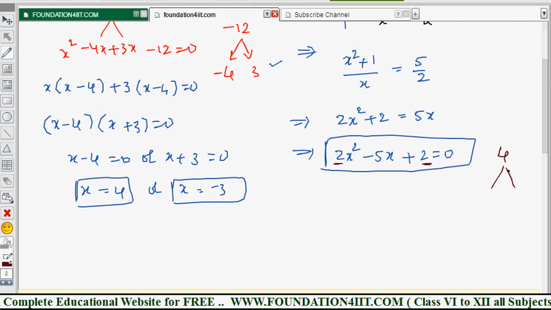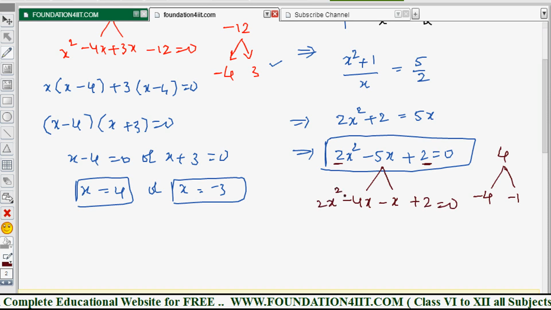Now if I multiply I should get 4, but if I add the same two numbers I should get minus 5. If you observe, 4 into 1 is 4 and 4 plus 1 is 5, but it is minus 5. So what you should take is minus 4 and minus 1. Minus 4 into minus 1 is plus 4. We got it. And minus 4 minus 1, if you add, I get minus 5. So now we can split this. So minus 5x I can write as minus 4x minus x, and plus 2 is equal to 0 on the right side.